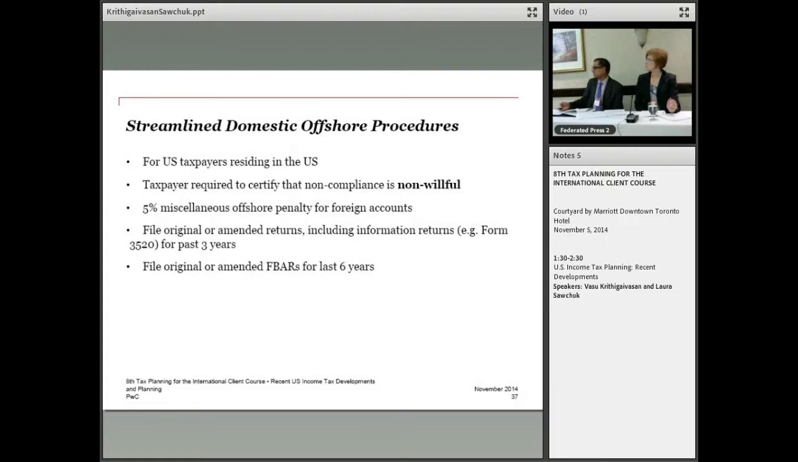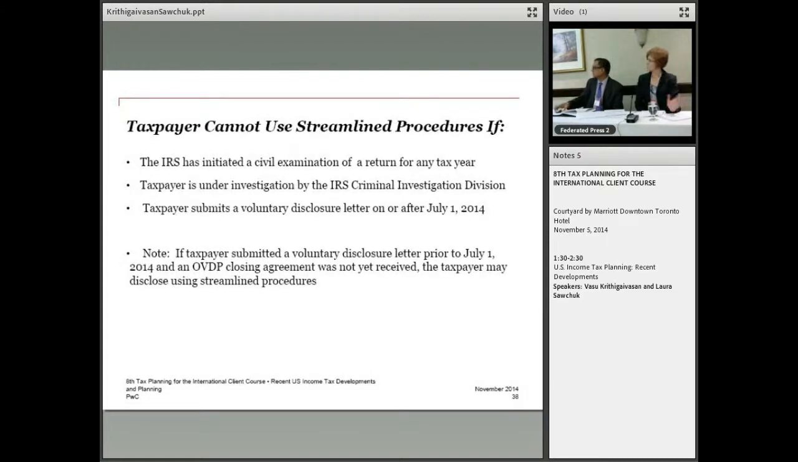So there are individuals who don't qualify. In addition to the snowbird example, there are individuals who cannot qualify under either of the streamlined procedures. One situation would be where the IRS has initiated a civil examination of a return for any tax year, or if the taxpayer is under investigation by the IRS, or they've already submitted a voluntary disclosure letter on or after July 1st. If a voluntary disclosure letter was submitted before July 1st and a closing agreement was not yet received, the taxpayer may choose to disclose using one of the new streamlined procedures.